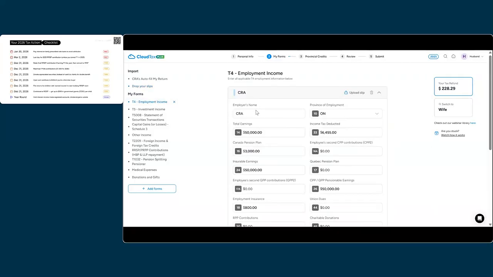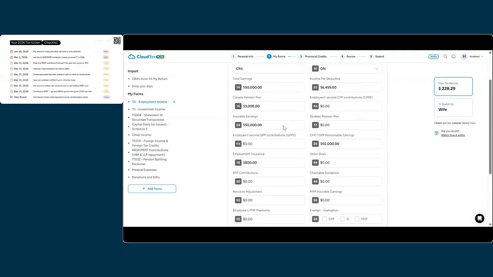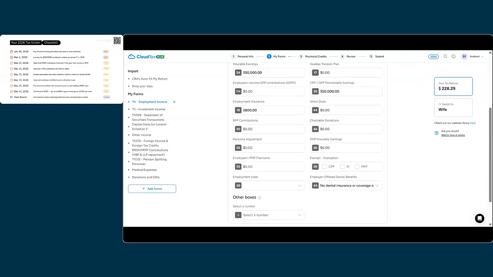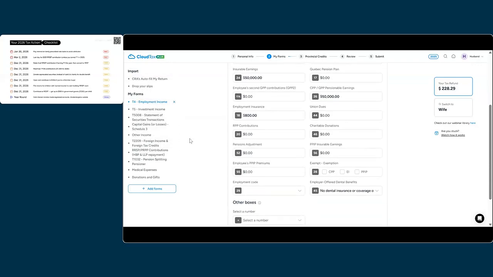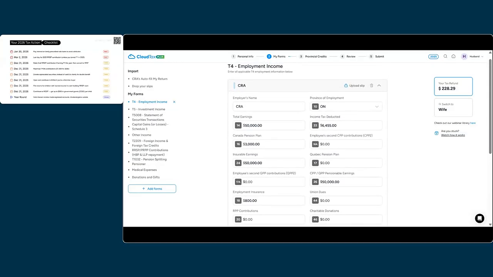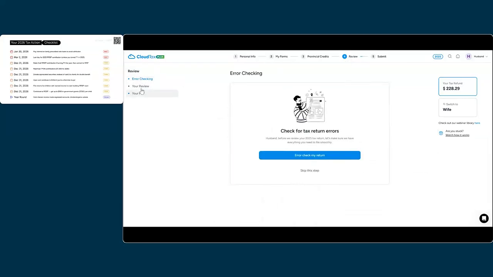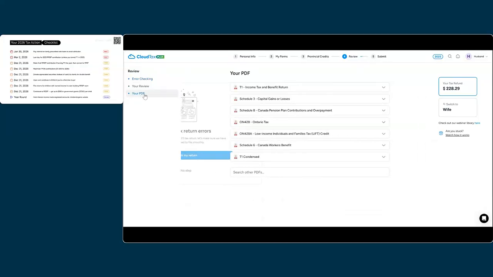Once you're satisfied with the slips and you see the numbers on here, normally what I do, instead of trying to add every single slip and figure out if I have everything, is I just want to know: how do I know the information on this slip is going to be properly entered on the tax return? So you go to the review, and then on the left side, there's your PDF. This is the most important part. You can see all the automatically generated PDF by the software.